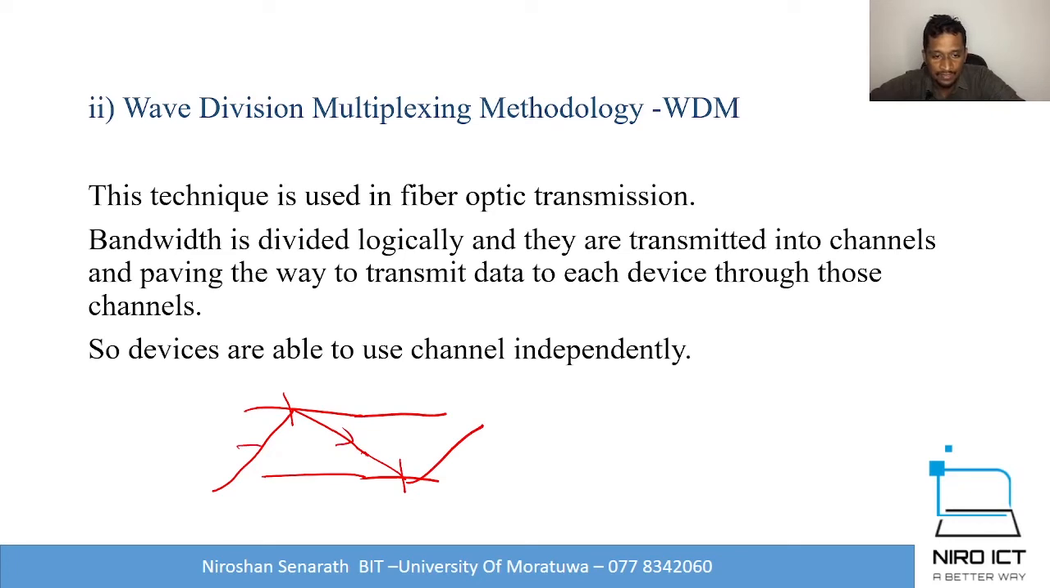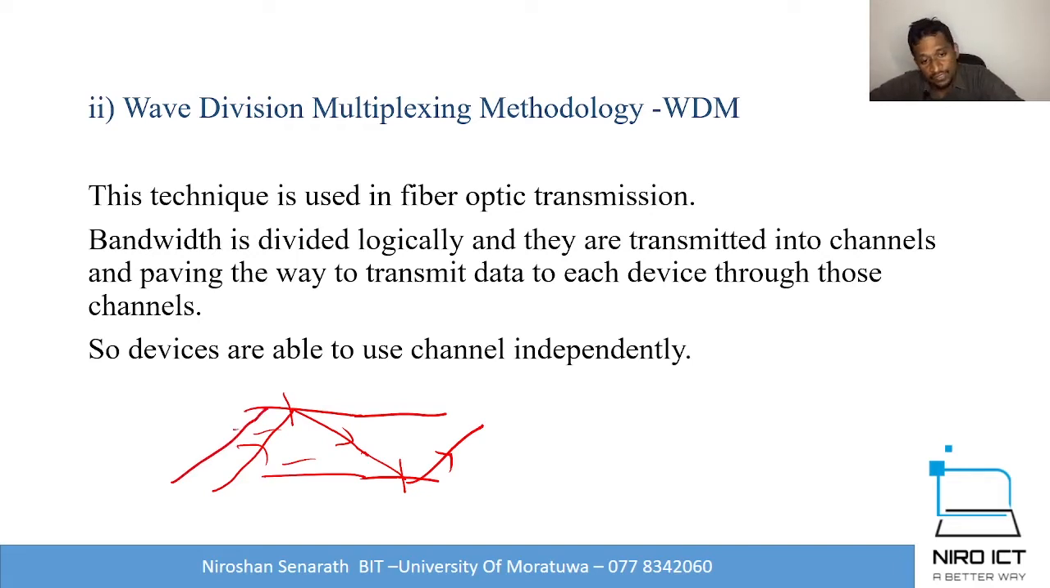Right, then you can see, the bandwidth is divided logically. You know what bandwidth is. It is divided logically, and transmitted into channels. So channels are used, paving the way to transmit data to each device through those channels, and devices are able to use a channel independently.